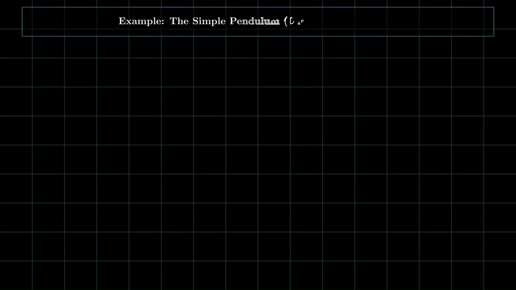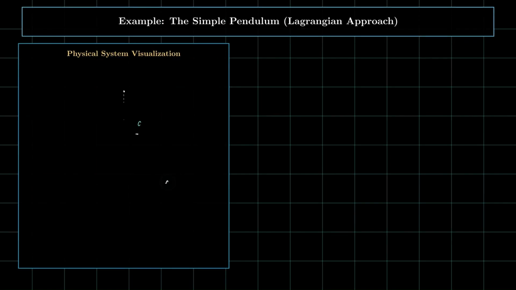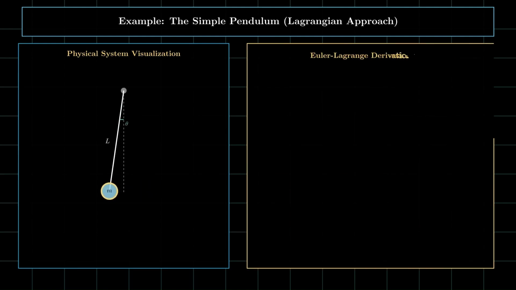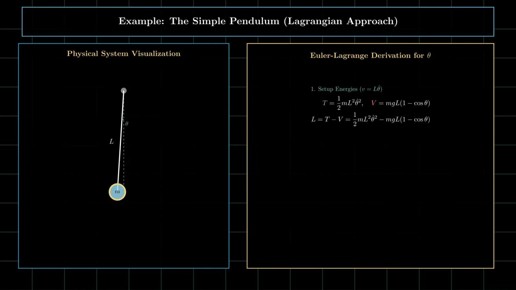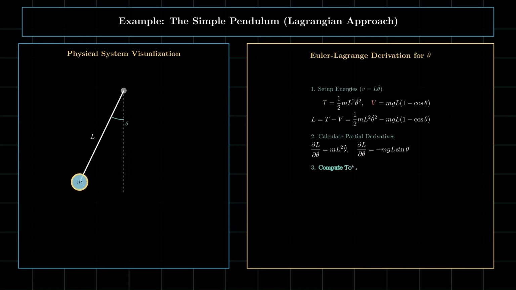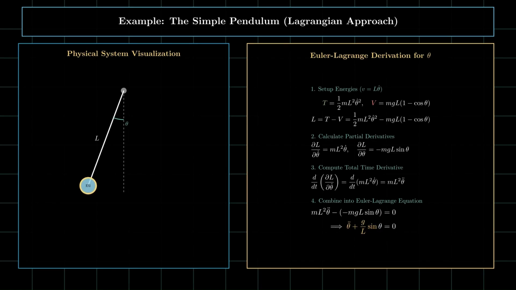2. The simple pendulum. Consider a mass m on a rigid rod of length L swinging under gravity. Our generalized coordinate is the angle theta. The speed of the mass is L times theta dot. Kinetic energy T is 1/2 m L squared times theta dot squared. Potential energy V, measured from the bottom pivot, is m times g times L, times, open parenthesis, 1 minus cosine theta, close parenthesis. The Lagrangian L is 1/2 m L squared theta dot squared minus mgL times 1 minus cosine theta.